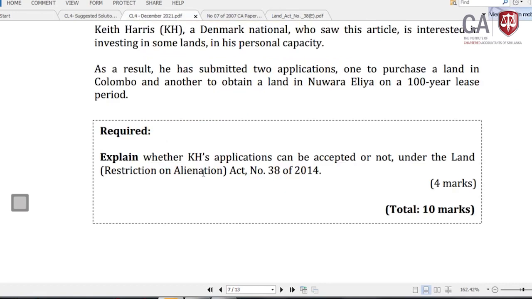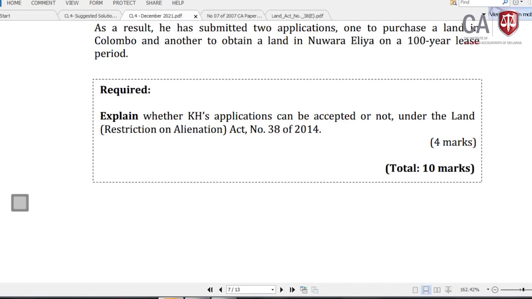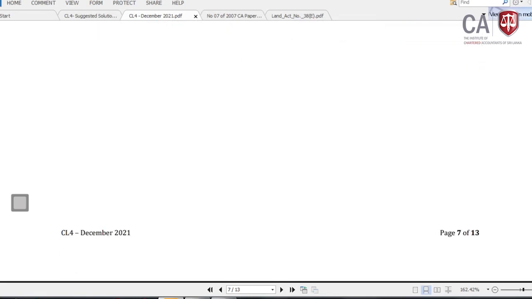So as per section 2 of the Act, KH is not entitled to purchase the land in Colombo. As per section 5, it doesn't matter whether you mention the section or not, but I am giving you a complete answer. As per section 5 of the Land Restrictions on Alienation Act number 38 of 2014, it's not possible for him to enter into a lease agreement for a period of 100 years because it's restricted to 99 years. So that is how you should answer that question.